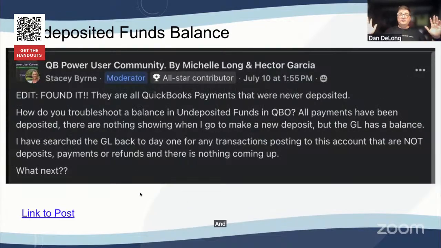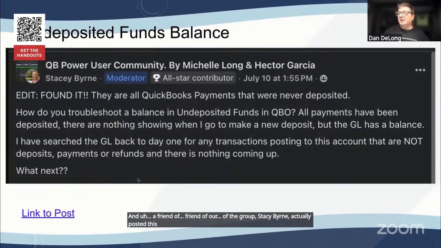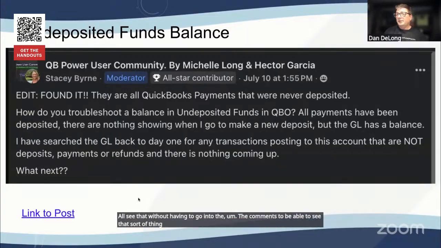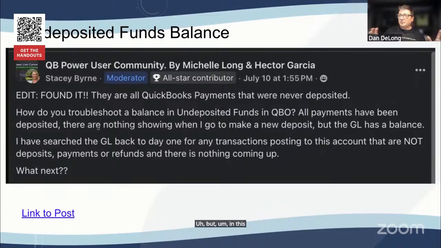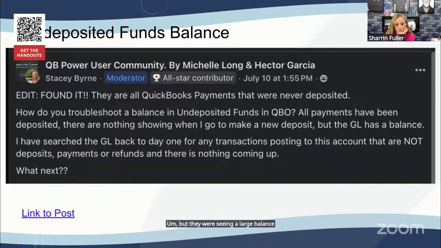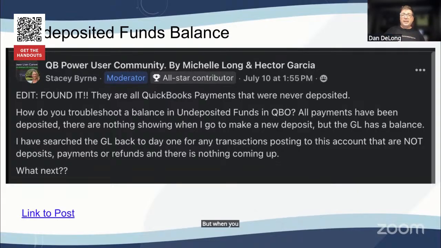And a friend of the group, Stacy Byrne, actually posted this earlier and found the answer herself, and was nice enough to update the post so that we could all see that without having to go into the comments. In this particular case, it was troubleshooting a balance in undeposited funds or payments to deposit, depending on what version of QuickBooks Online you're dealing with. They were seeing a large balance in undeposited funds, but when you go to the bank screen, they didn't see any funds to deposit.